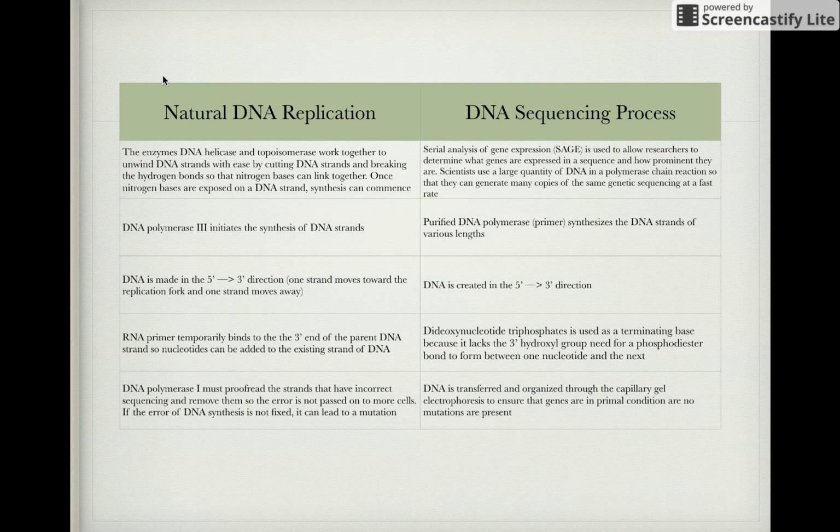And then for DNA sequencing, the DNA is transferred and organized through capillary gel electrophoresis to ensure that each gene is in pristine condition, with the hope that there would be no mutations present, which is why people would use the DNA sequencing process. For example, in CRISPR technology, this is what they would use.